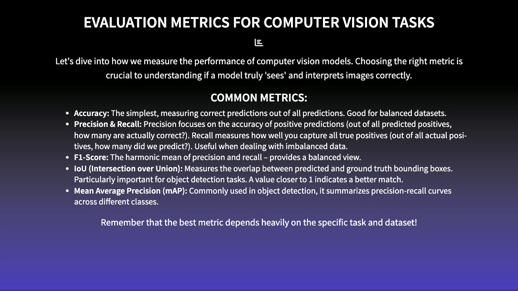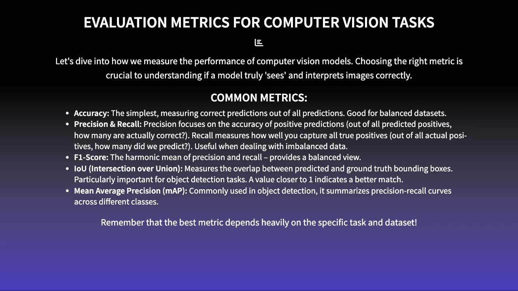Okay, let's talk about how we know our computer vision models are actually doing a good job. We don't just look at yes or no answers. Accuracy alone isn't always enough. There are several key metrics we use to get a more complete picture. Accuracy is the most straightforward, simply telling us what percentage of predictions were correct. But when you have an uneven distribution of classes in your data, like maybe there are way more images of cats than dogs, you need something else.